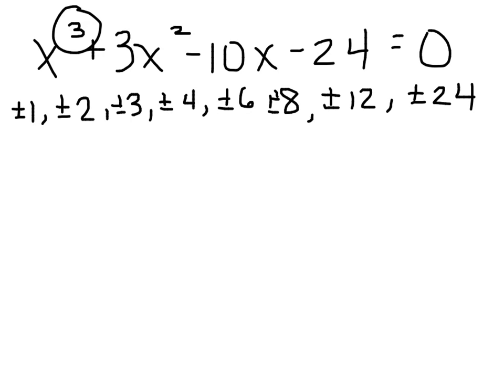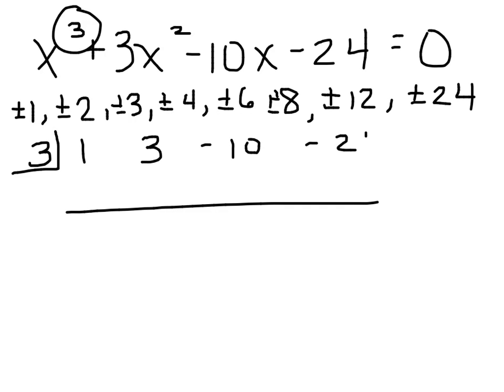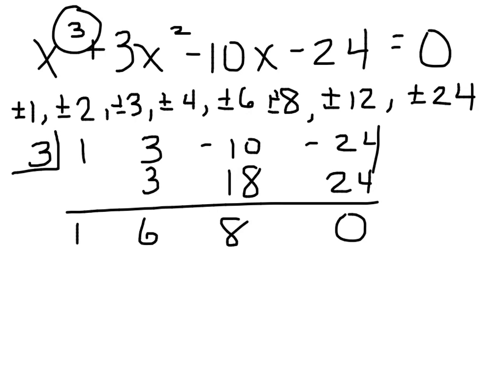So, did anybody graph it to see where it crossed? Where, Courtney? 3? So, if we know that 3 does work, I'm going to synthetic divide that. 1, 3, negative 10, negative 24. And what number should come out if it does work? 1, 6, 8, and 0. Well, 0 should be the end one, right? So 1 times 3 is 3, 3 plus 3 is 6, 3 times 6 is 18, 18 minus 10 is 8, 3 times 8 is 24, and I get 0. And that's what I wanted to see.